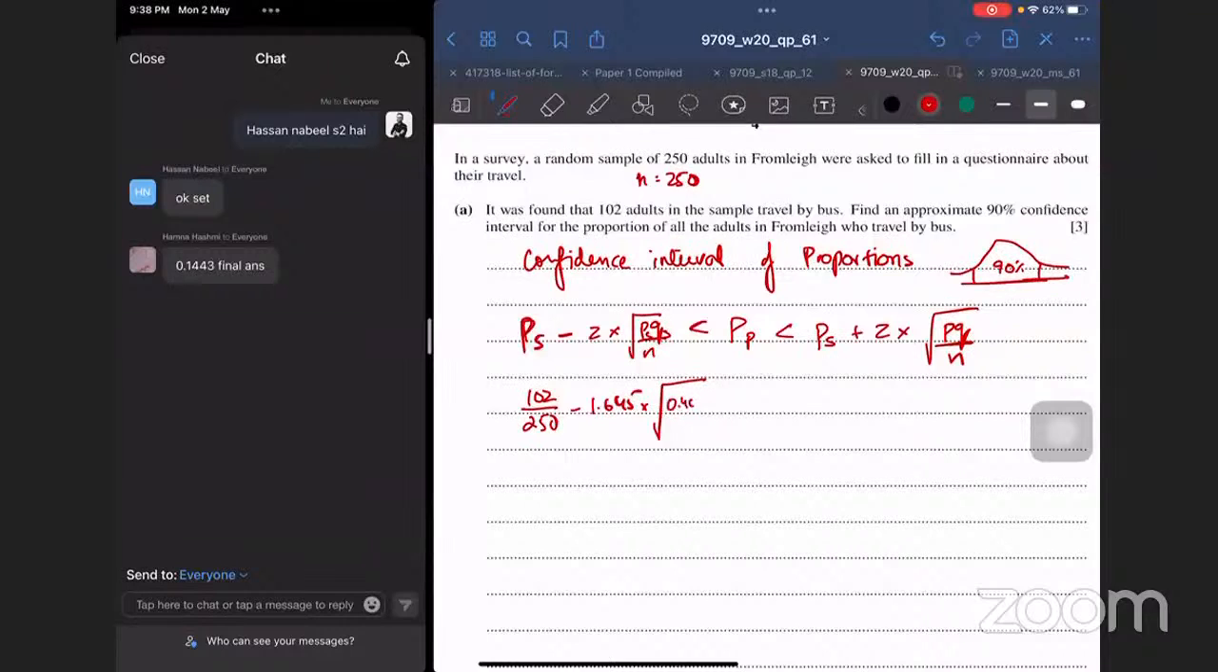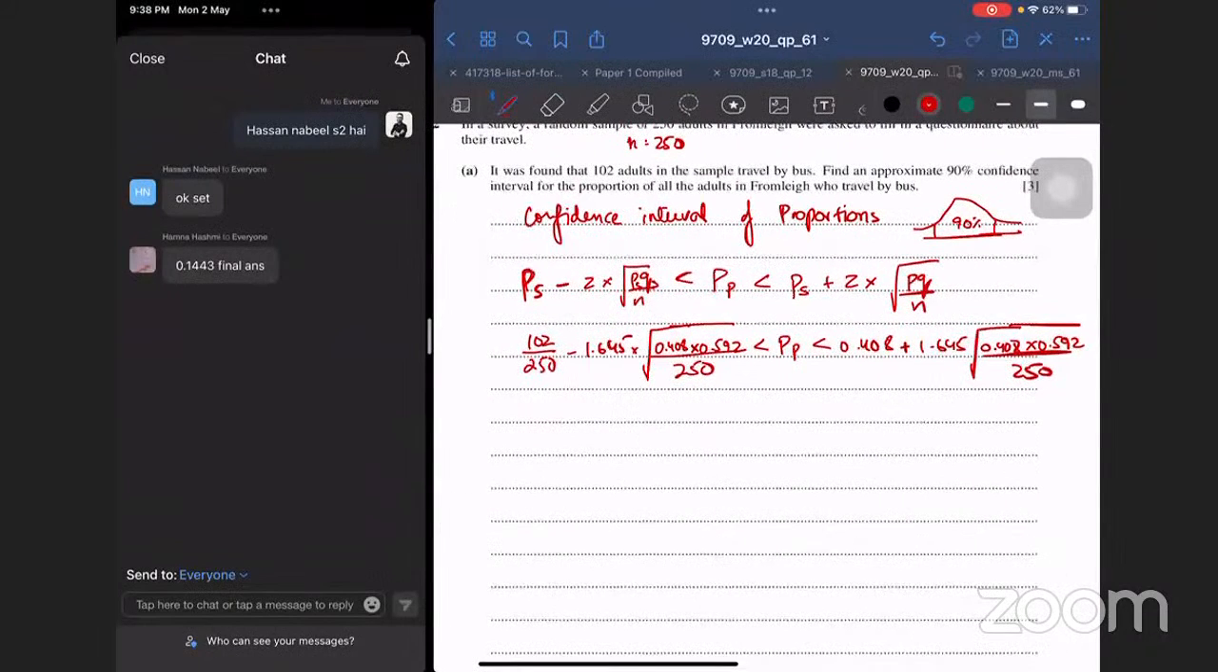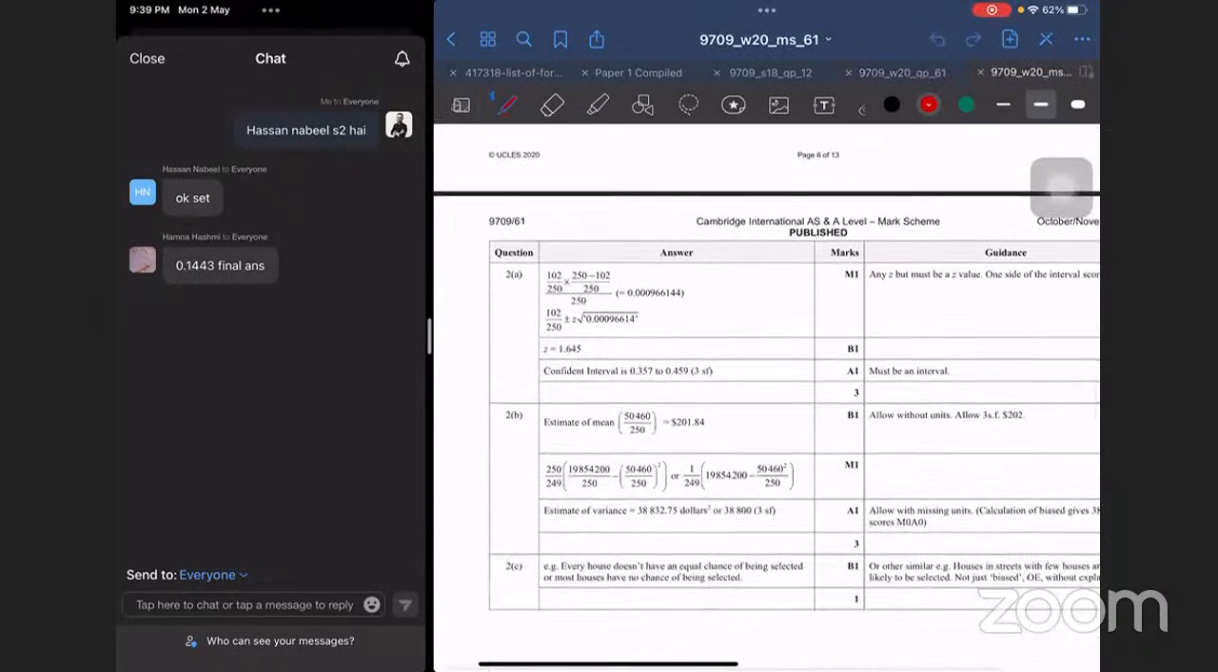This is 0.408 or 0.593. 0.408. Point 357 or 0.459. Okay, those are the correct answers.